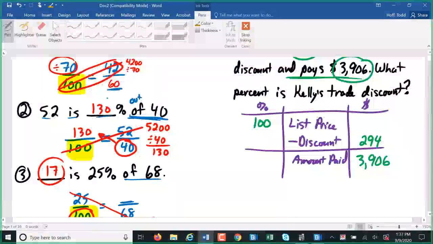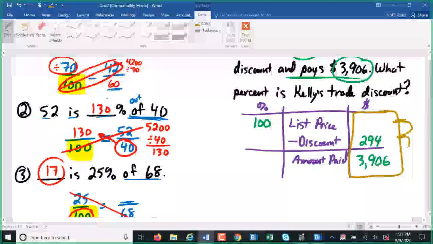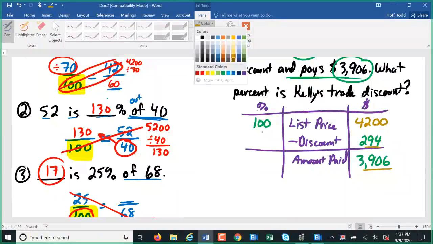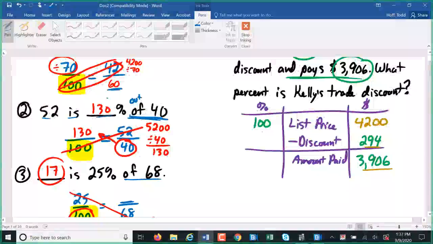Now there's another number we can find, and that's because we have 2 out of the 3 pieces. We can find the third. Over here, we know that the list price minus the discount gives us the amount paid. So we can work backwards to do the amount paid plus the discount. That gives us that the original list price had to be $4,200. That's the number that goes with our 100. That's our base amount. We need that. And what we're looking for is the percent of the discount. So that's right here, this percent discount.